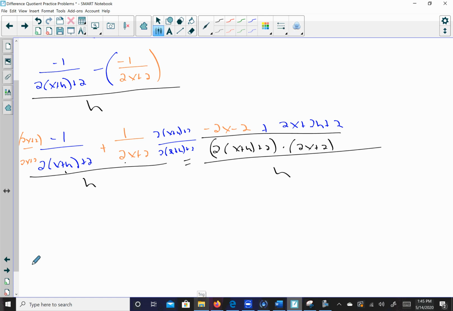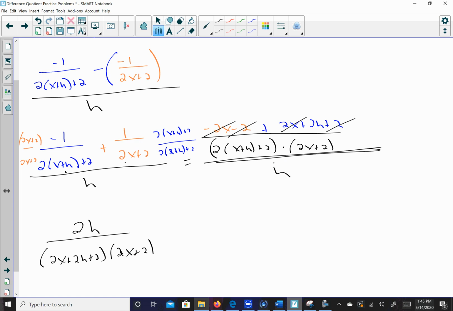Here, same thing as before. This orange is what the original function was. So negative 2x, positive 2x. Negative 2, positive 2. So those will all simplify. I'm left with 2h. So right now I have 2h in the numerator. My denominator, if you want to go ahead and write this, is (2x plus 2h plus 2) times (2x plus 2). That's my denominator. And then this whole thing has been divided by h this entire time.